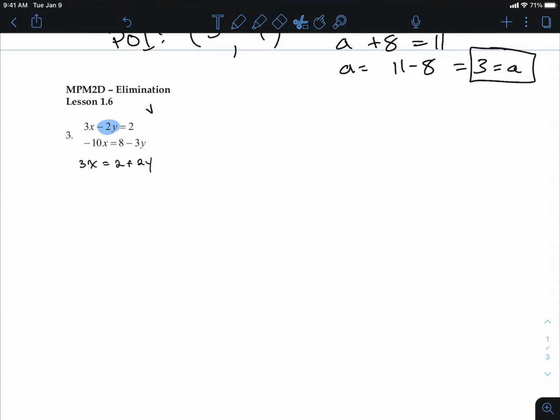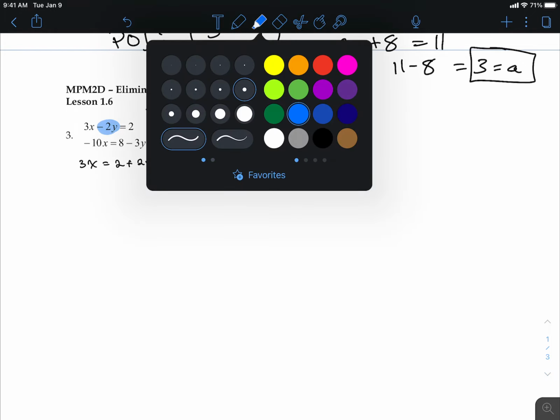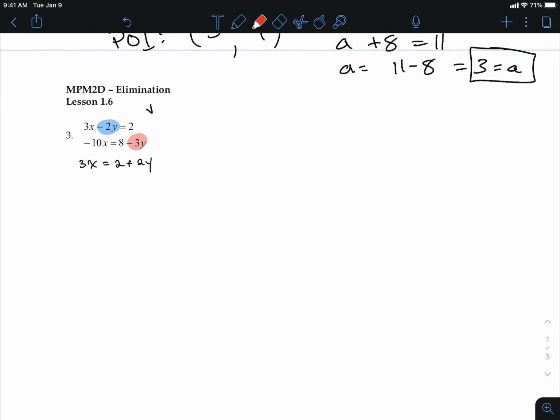Wait, does it matter if you were to do that and move the negative 2y to that side, or if you were to go to the bottom and move the negative 3? Nope. Doesn't matter. Doesn't matter. Question is, can I take this and move it to the other side? That doesn't matter. That's just whatever my eye grabbed first, right? You guys are going to see different stuff.